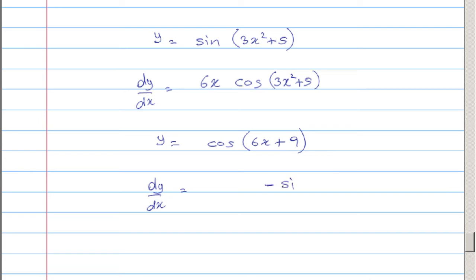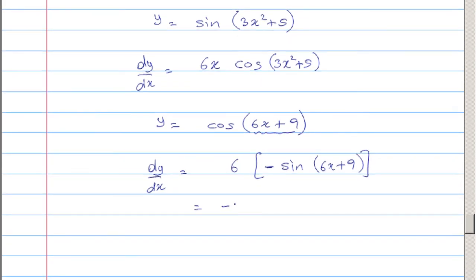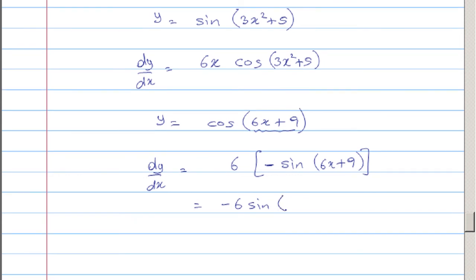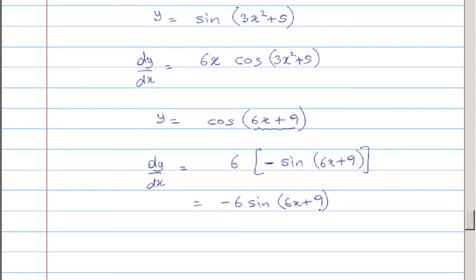So I'll get minus sine, but instead of x I have some function here. So I get minus sine 6x plus 9, and then I've got to multiply that by the derivative of the inside part. So that is equal to 6. So what I get is minus 6 sine 6x plus 9.